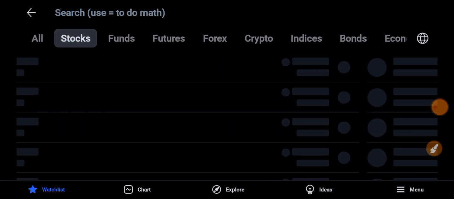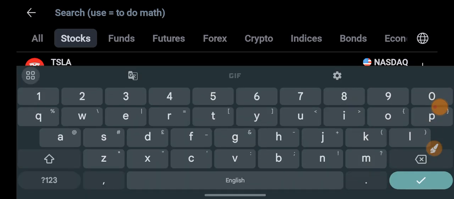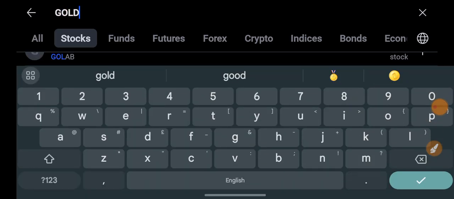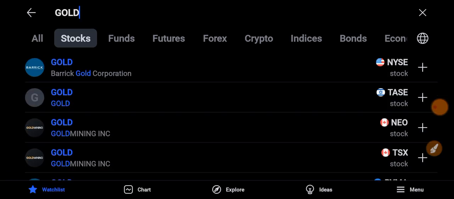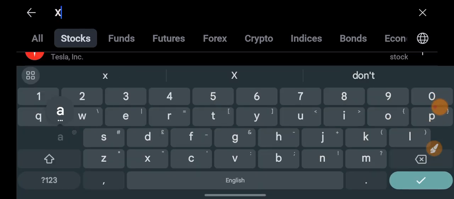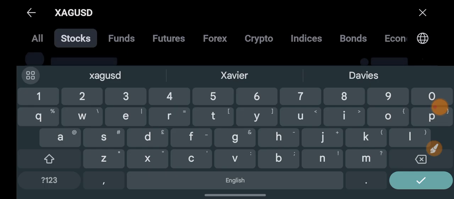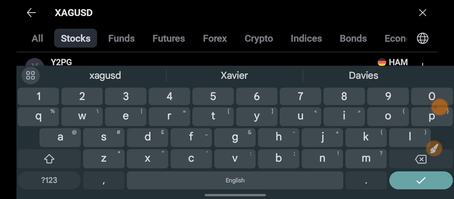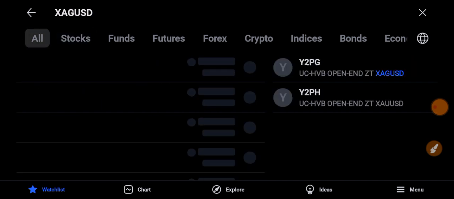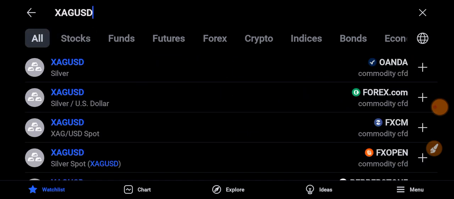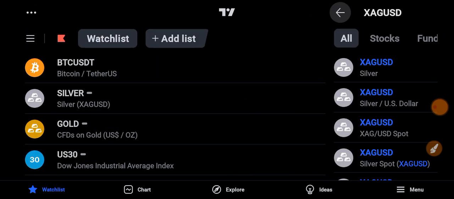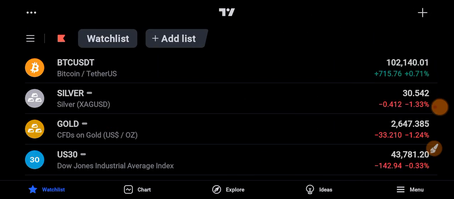Let me try to find gold actually. Let me search it. So we have gold, or let's say silver, silver USD. So there they are, commodities. I don't know why they don't have the option of commodity here, but basically that's where it is. So we have the silver, we have gold, we have oil, US oil, and then many of them.